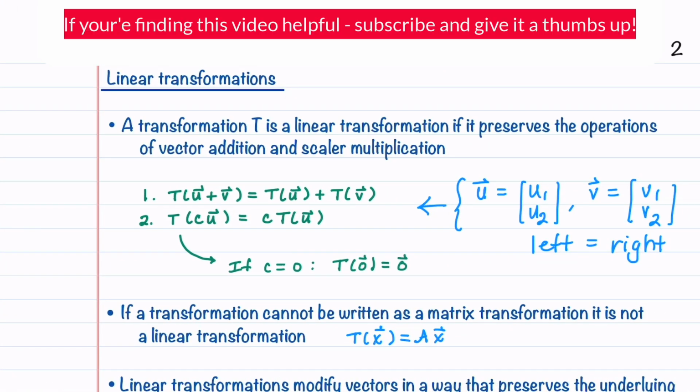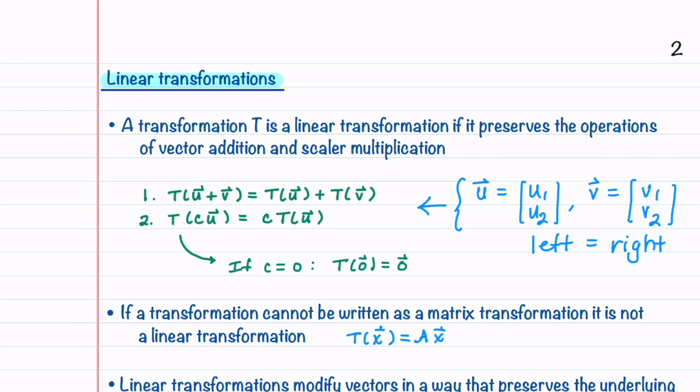Let's now talk briefly about how to tell whether a transformation is a linear transformation. A transformation T is a linear transformation if it preserves the operations of vector addition and scalar multiplication. These properties are written algebraically like this. I want to point out something about the second property. Notice that if c is 0, then T of 0 is going to be equal to 0. This means that the origin is going to remain fixed.